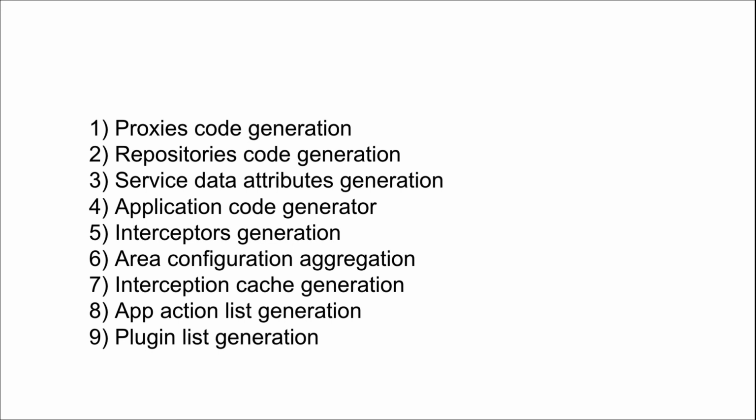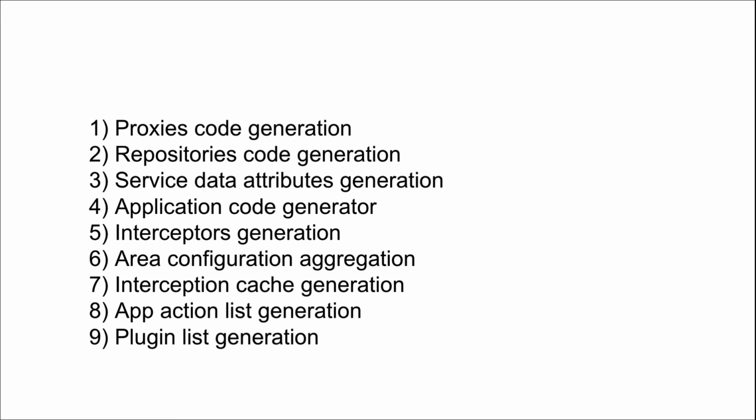The sixth one is the area configuration aggregations. So you know that inside Magento you have many areas. Like we said, we have adminhtml for the backend, we have frontend, we have GraphQL, all those areas that you can have di.xml inside it.